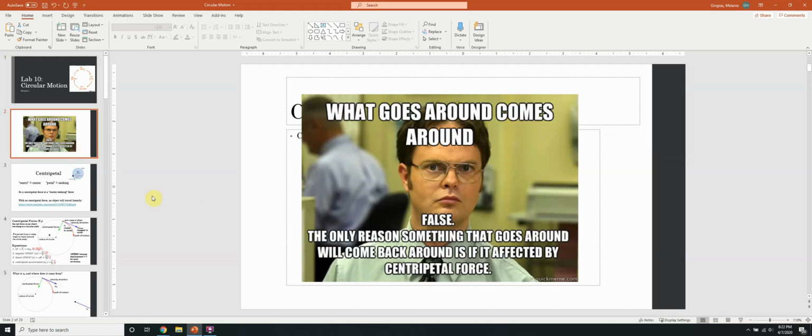As per the usual, I'm going to start off with a meme. We've got Dwight here from The Office. "What goes around comes around." False. The only reason that something that goes around will come back around is if it is affected by centripetal force. So we're going to talk about what centripetal force is today.